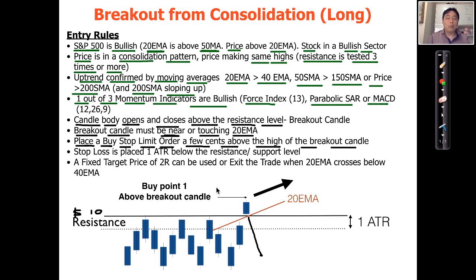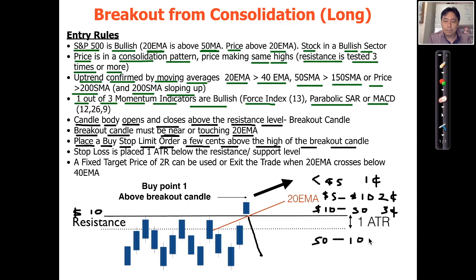So how many cents do I use? Well, again, this is just a rough rule of thumb. If it's a stock that's below $5, I will use 1 cent. If the stock is between $5 to $10, I use 2 cents. And again, this is just a rough gauge, right? If the stock is between $10 to $50, I use 3 cents. If the stock is between $50 to $100, I use 5 cents. And if the stock is above $100, I use 10 cents.